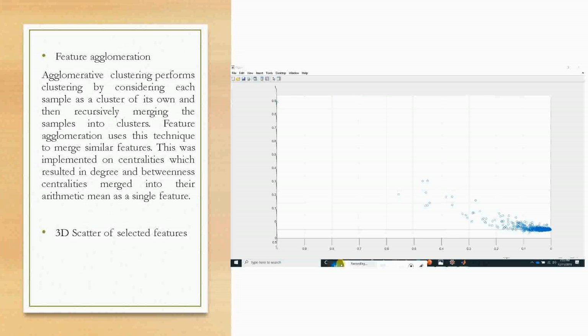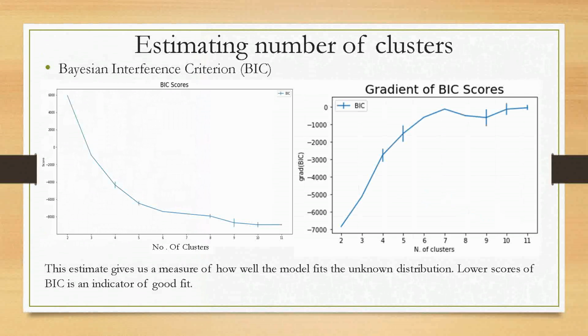So for such a fit, a Gaussian distribution model can be employed. So it was decided that we would be using GMM to fit our data. And our next challenge was estimating the number of clusters for the Gaussian mixture model. For this, we have employed two techniques, namely Bayesian information criterion and the silhouette score.